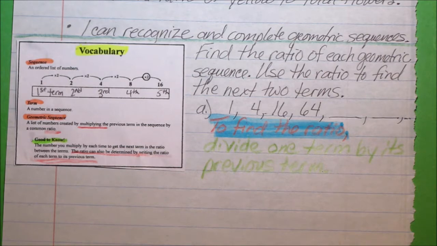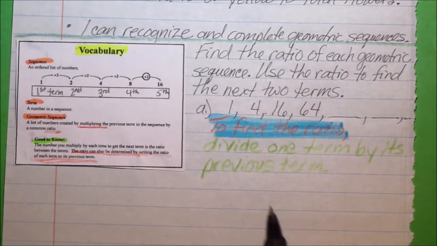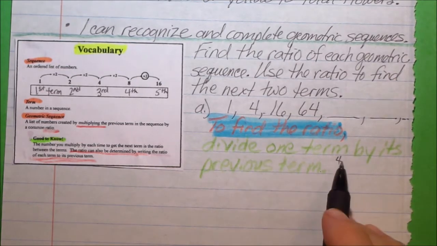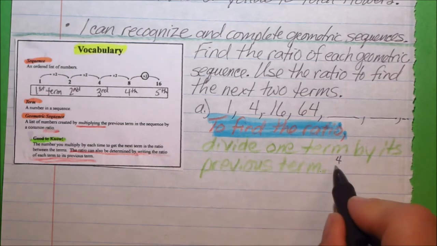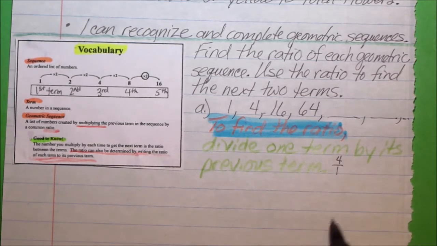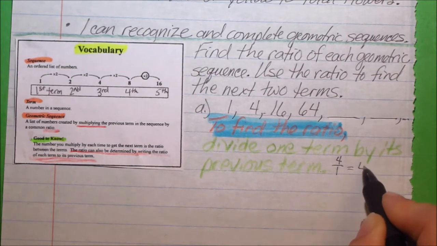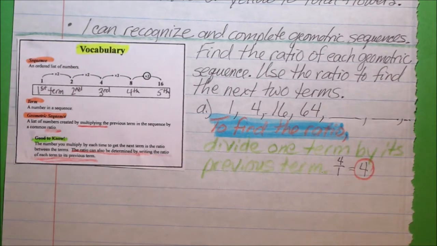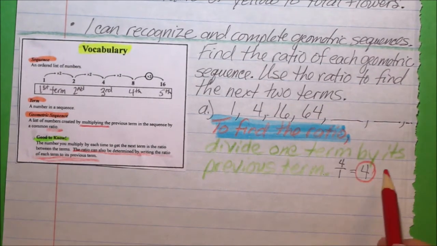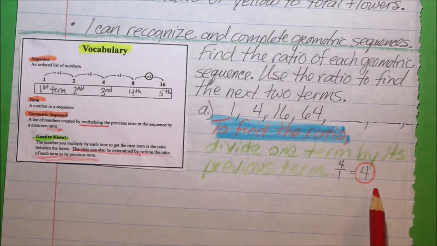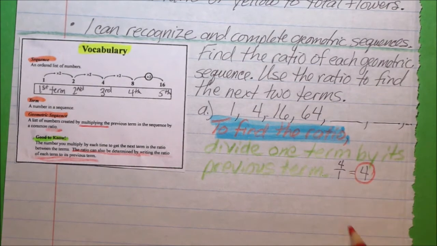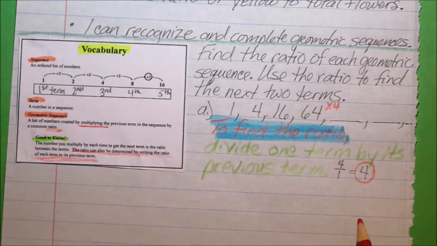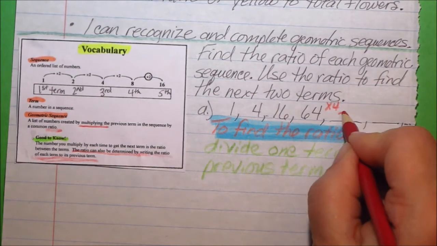So again, I always try to use my smallest numbers. So I could choose this term right here, 4, divided by its previous term. What's its previous term? 1, right? And 4 divided by 1 equals 4. So 4 is the number that I will be multiplying by. So to get my next term, my ratio is 4 to 1, and what I'll be multiplying by is 4 to get the next term. Well, 64 times 4 is 256.